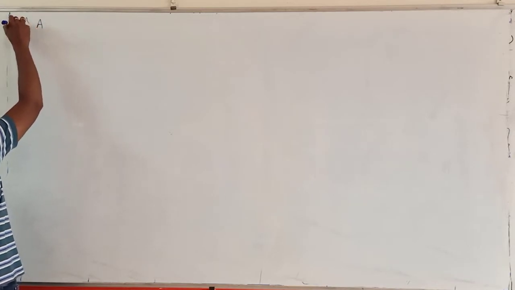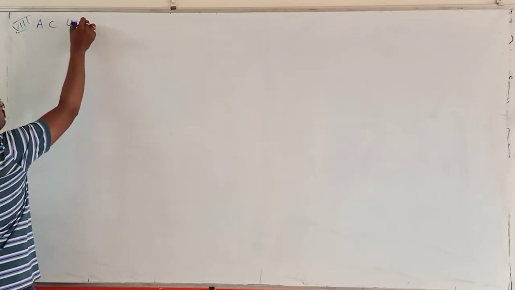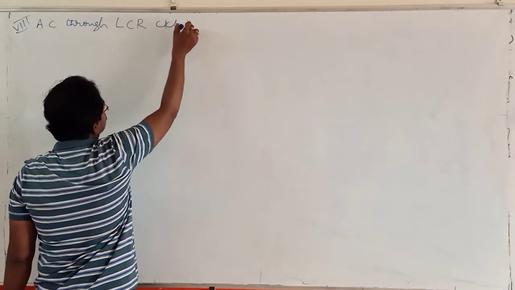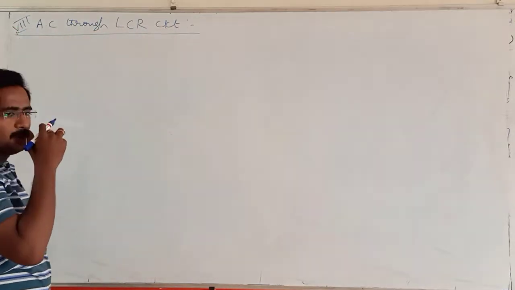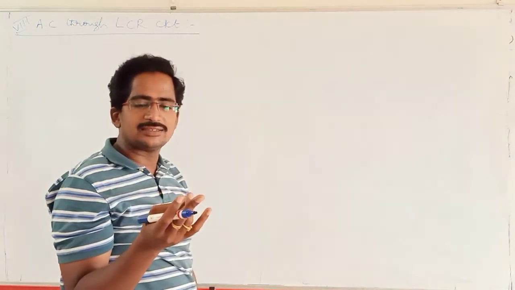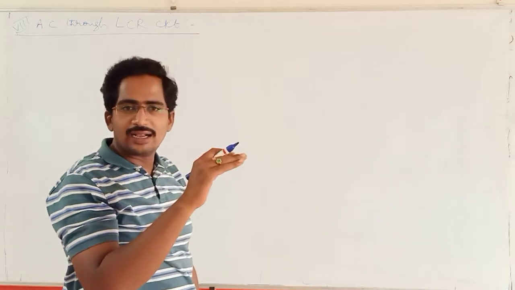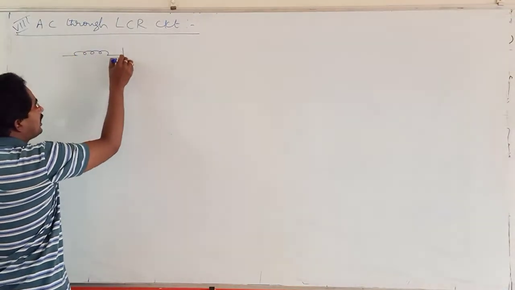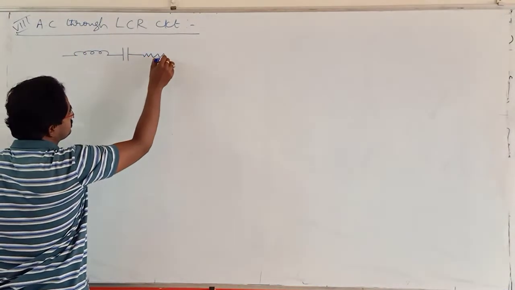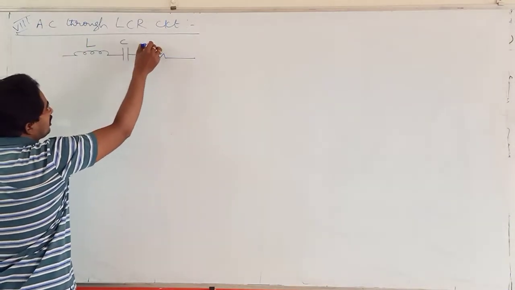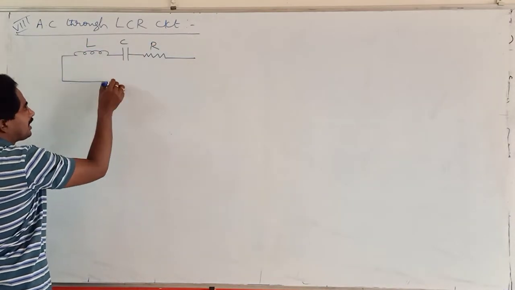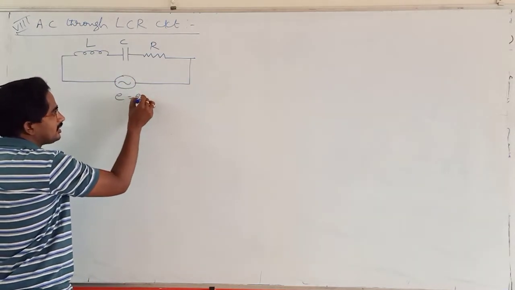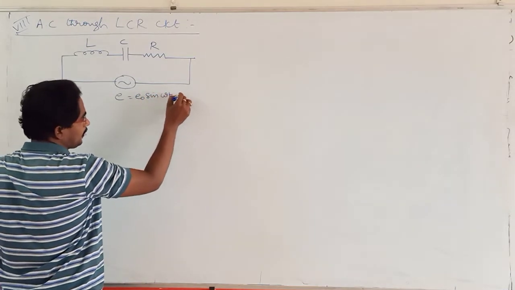AC through LCR circuits. So here there is an inductor, capacitor, resistor, all connected in series. The inductor is here, and a capacitor and a resistor. LCR, all connected across an AC source of EMF V naught sin omega t.